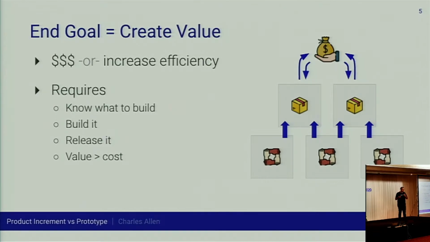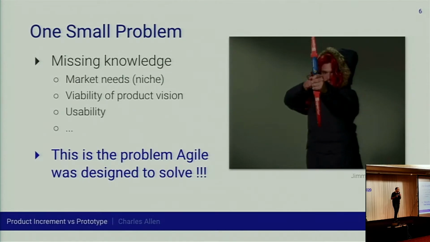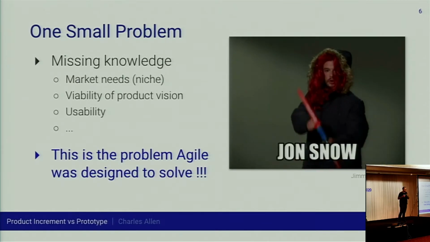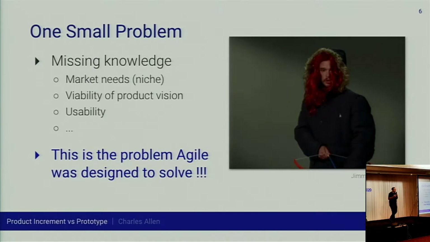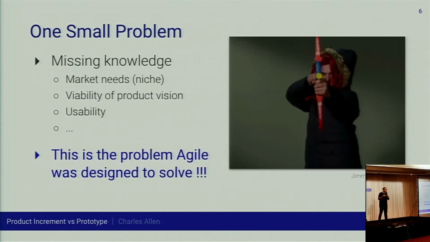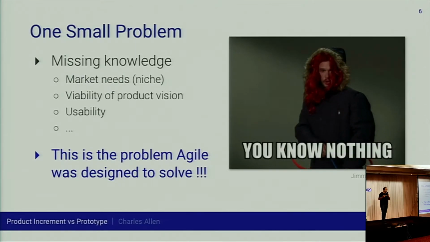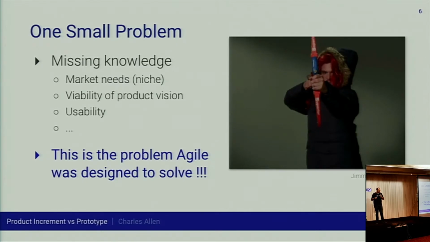If you're in the lucky position that you start a project and you know everything, you know what to build and how to build it, you probably shouldn't be at this conference. You probably shouldn't be studying Agile or applying Agile. So this is the key problem that Agile solves. Usually when we think about Agile, we think about learning what the market needs are, designing a product vision, trying to assess, does this product meet the needs of our market? Have we built a usable product, a valuable product? So this is the problem that Agile was designed to solve.